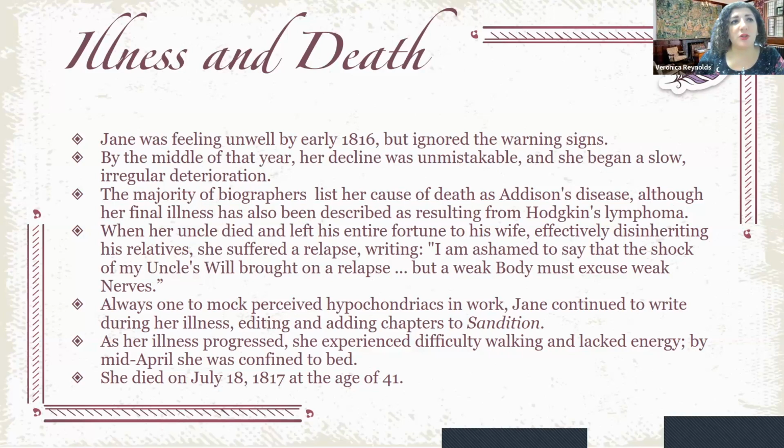Frequently in Jane's books, she mocks people who she perceives to be hypochondriacs, and so she pushes through her illness. She's not going to be one of these people who's downed by illness. She keeps writing, editing, and adding chapters to Sensibility, which is what she's working on at the time. As her illness progresses, she experiences difficulty walking, she lacks energy, and by mid-April, she is confined to bed. And she dies on July 18th, 1817, and she is only 41 years old.